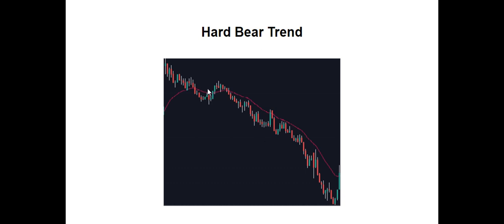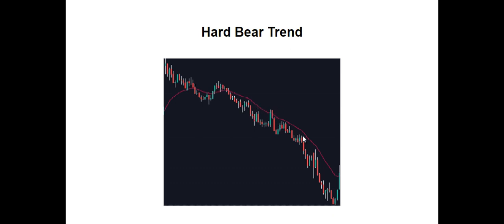Now let's look at an example of a hard bear trend. This is a very good example of a hard bear trend. In a hard bear trend, it starts at the top left corner of the chart, and then it moves gradually to the bottom right corner. Here also there are pullbacks, for example, here. And this pullback went beyond the EMA. Here the pullback touched the EMA.